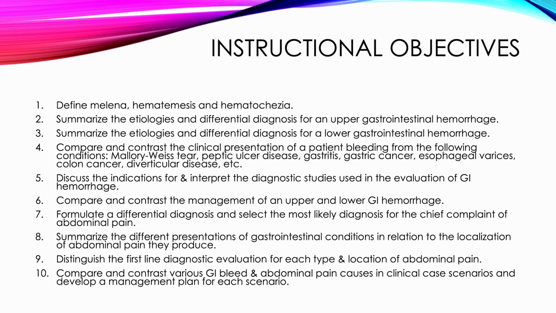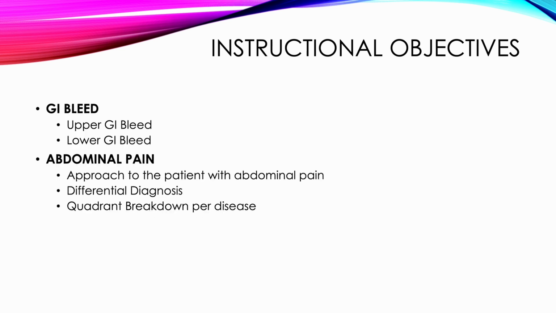So here are our instructional objectives as usual. And here's what we're going to cover. We're going to start out with GI bleeds. We're going to talk about the difference between upper and lower GI bleeds. We're going to talk about the assessment, how to work them up, and how to treat some of the conditions. We've covered several things up to this point that include GI bleeding. And so this is a summary of the approach to the patient with the GI bleed.